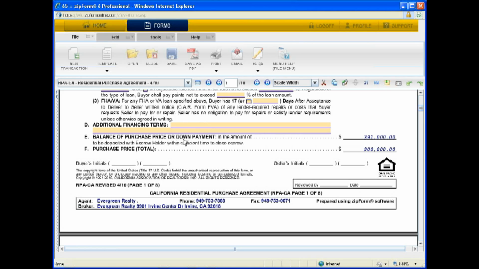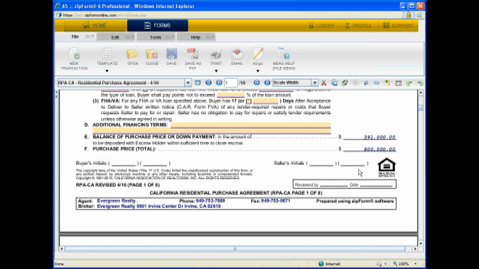Balance of purchase price or down payment. They added the word down payment here. This is the remainder of the down payment minus the initial deposit, and of course F gives you the total purchase price. The other great thing that was done is they've separated the initials. They used to have everything lumped together in this section here. Now it's separated. Buyer's initials are on one side and seller's initials are on the other. I think it just makes it easier for everyone to figure out where to sign.